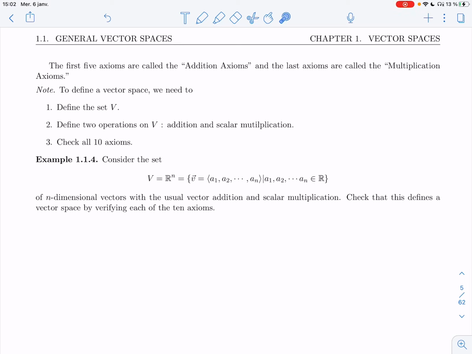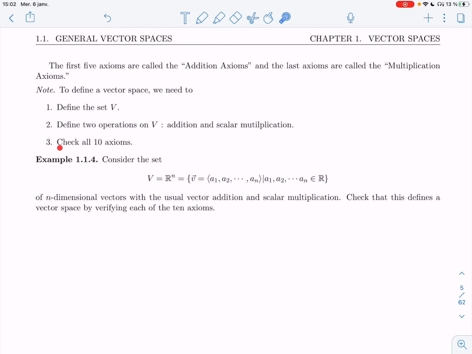In the last video, we defined what a vector space was. And in this video, we'll look at a first example of a vector space. Just to remind you, to define a vector space, we need to first define a set V. Then we need to define the two operations that we'll be using. So we need to define some sort of addition and some sort of scalar multiplication.